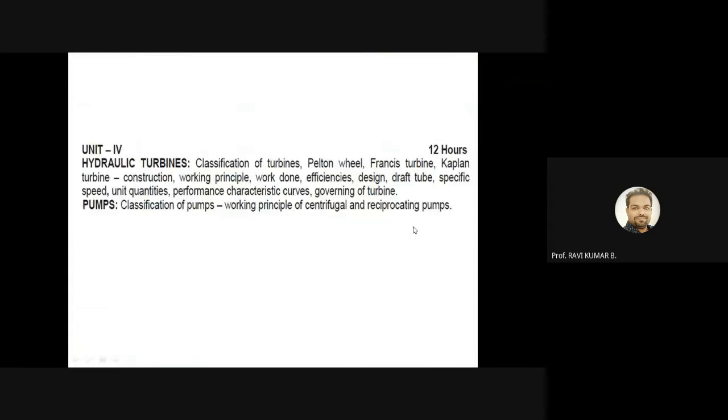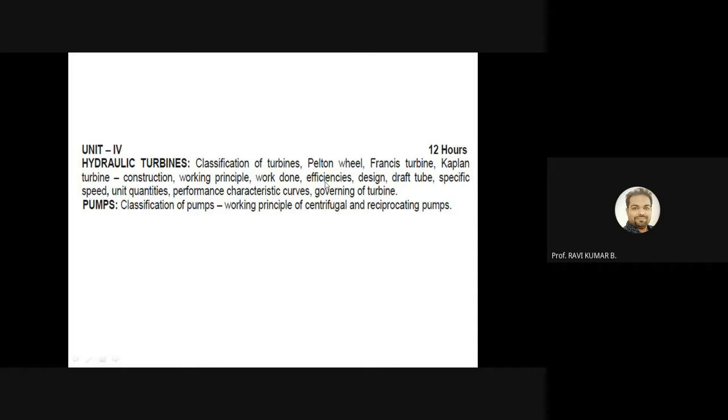This is the unit 4 syllabus. I just pasted the copy. We will start from the classification of turbines, then go one by one. In the sequence you see, the first turbine introduced is the Pelton wheel, which is obviously for low to medium head hydraulic power plants. Then for larger power generation, you can go for Kaplan and Francis turbines. You will be studying construction, working principle, then work done.